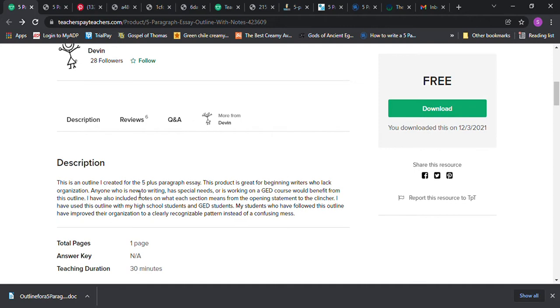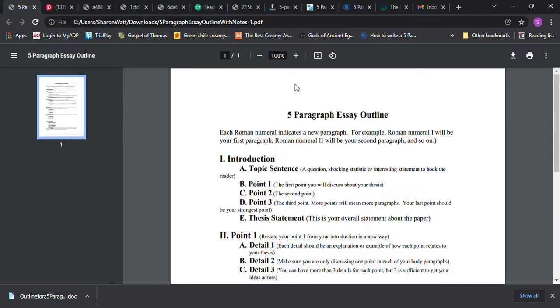So this is great, and I'm going to show you what they did, and it was free, and I loved it. It says each Roman numeral indicates a new paragraph. I bet that's how they did it, was with Roman numerals.